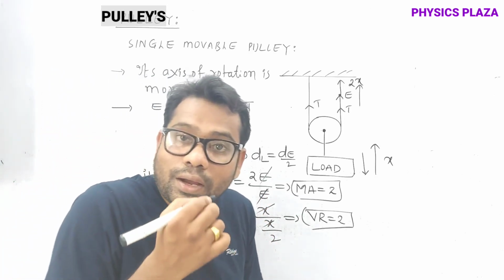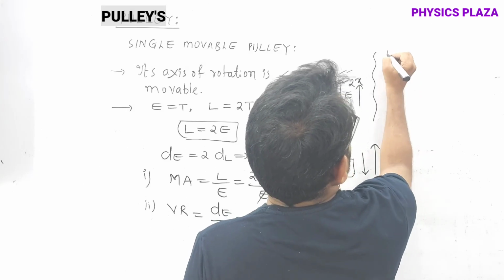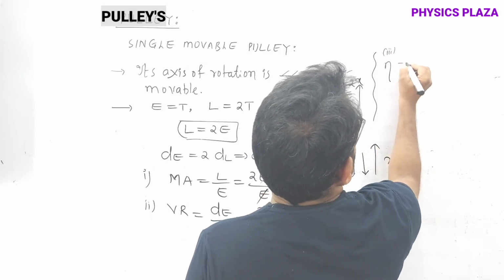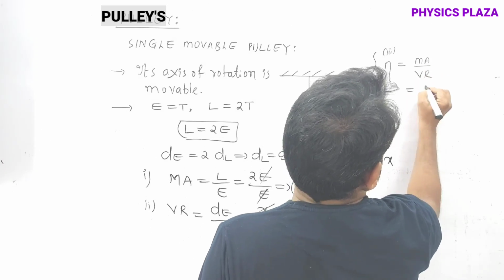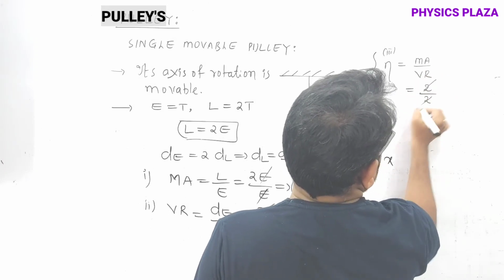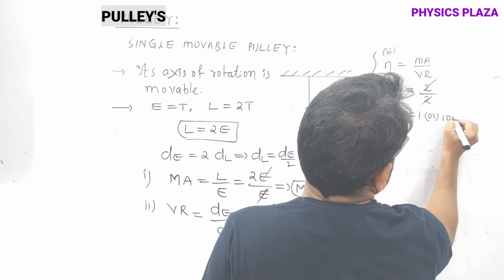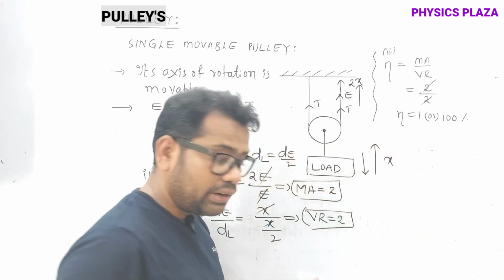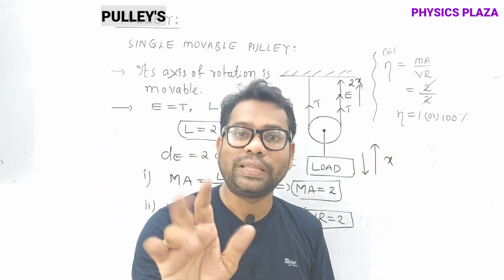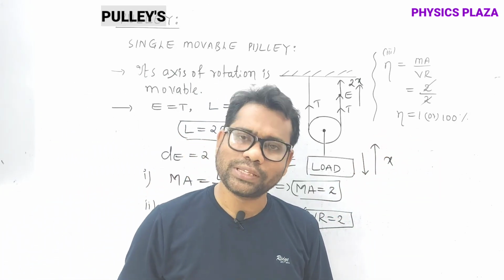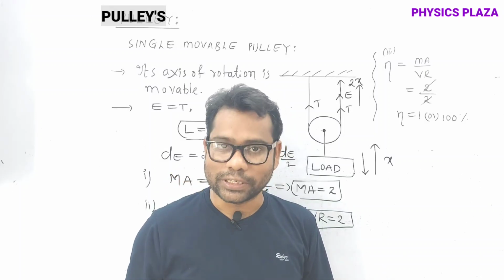Now let us calculate the efficiency, children. The third one to be calculated is efficiency, which is equal to mechanical advantage by velocity ratio. This is 2 by 2, both will get cancelled. So efficiency is equal to 1 or 100%. Children, did you notice one thing? Even for a single fixed pulley we got 1 or 100%, which means what? These are ideal pulleys, not actual pulleys. For actual pulleys, efficiency is always less than 100%, but these are ideal pulleys.